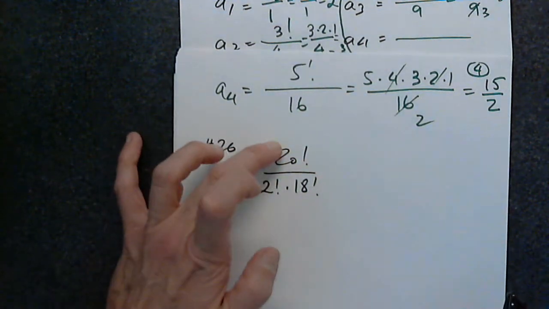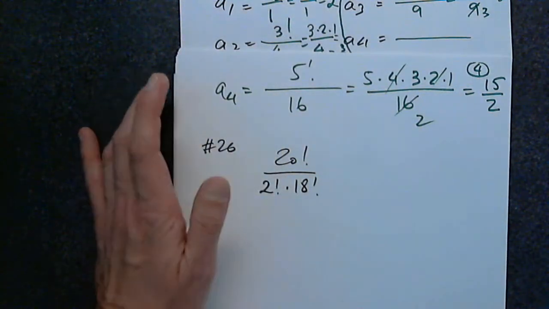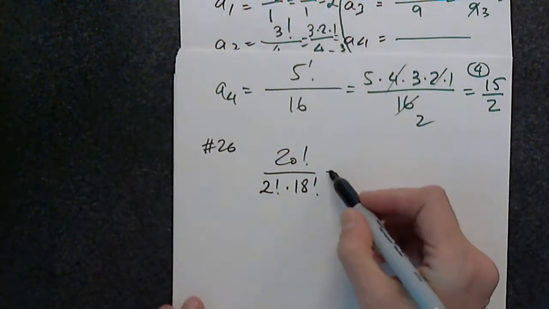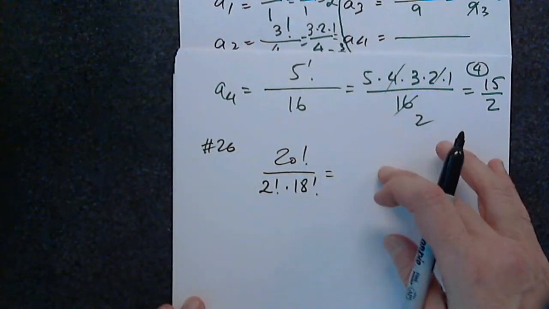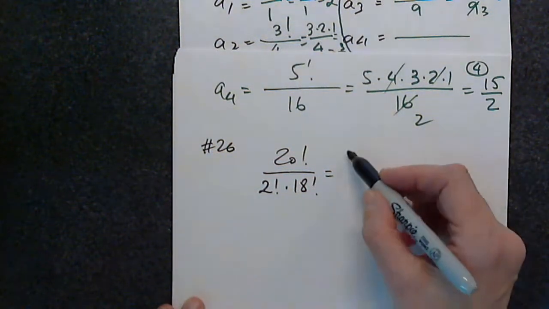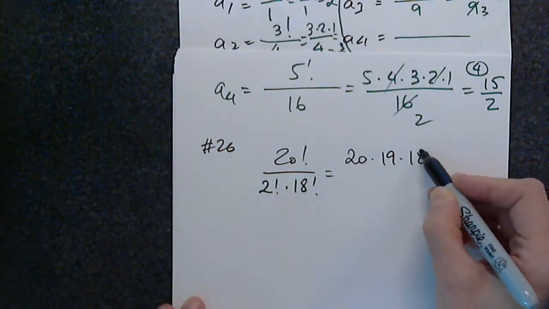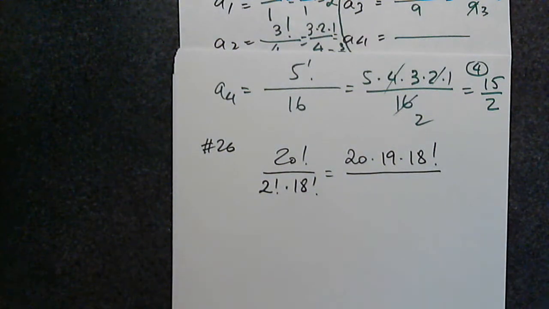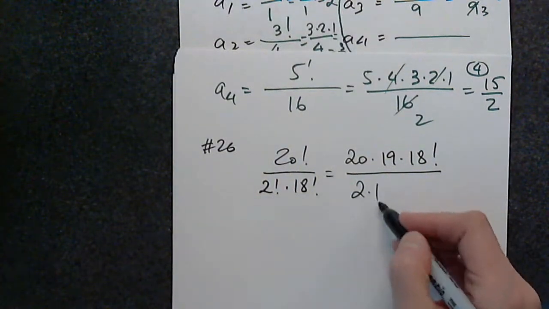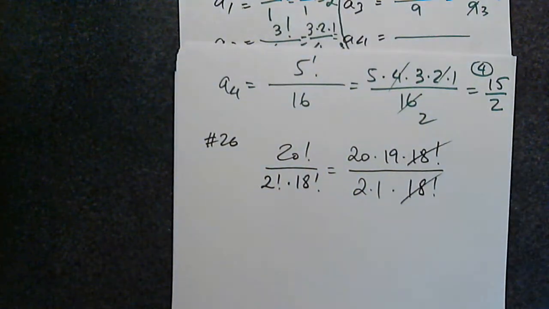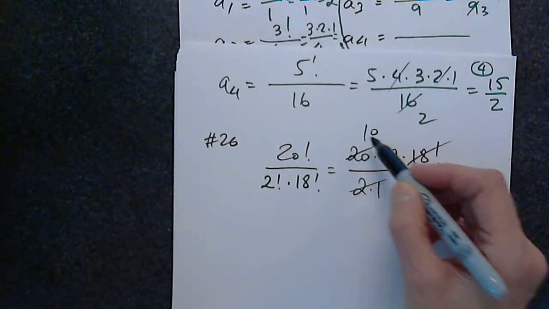I'm going to ask a silly question. Which of these two, 20 or 18, is bigger? Of course. So instead of writing 20 times 19 times 18 times so on and so forth, I'm going to write 20 times 19 times 18 factorial. And now I'm going to ask another silly question. Why do you think I stopped at 18 factorial and not at 17 factorial or 15 factorial? Because there is an 18 factorial in the denominator. So this is 2 times 1 times 18 factorial, and these two go away. And then I'll simplify 2, and I'm done.